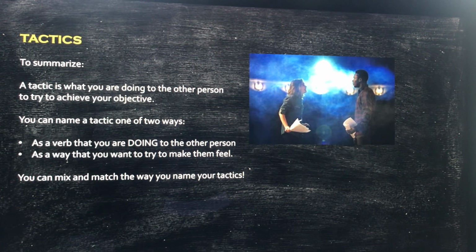Or if you're stuck for verbs like I am, you can use your tactics as a way to make somebody feel something. I'm going to make them feel understood. I'm going to make them feel valued. I'm going to make them feel scared. I'm going to make them feel threatened. I'm going to make them feel small. I'm going to make them feel like a jerk. I'm going to make them feel sexy. So we can use these things interchangeably, and you can mix and match the way you name your tactics.